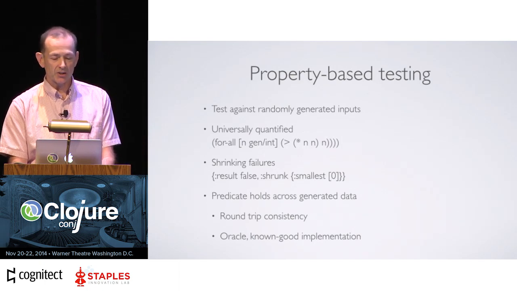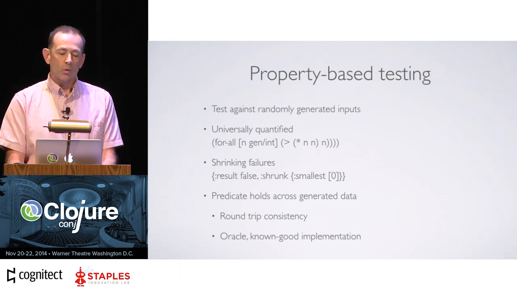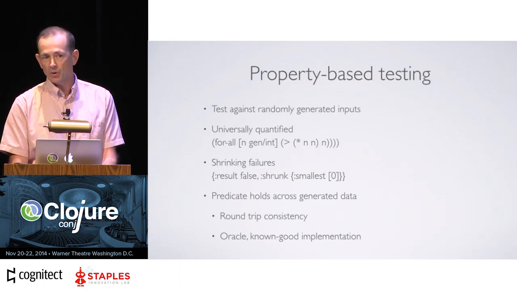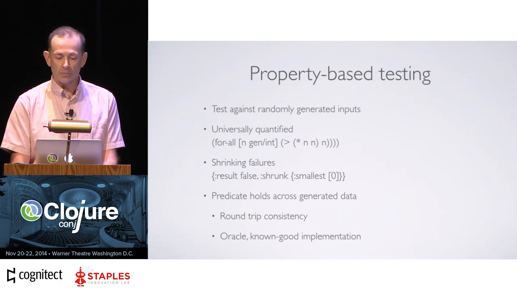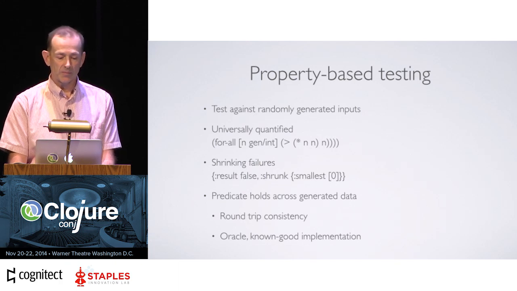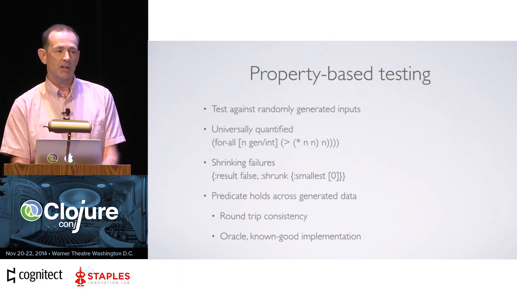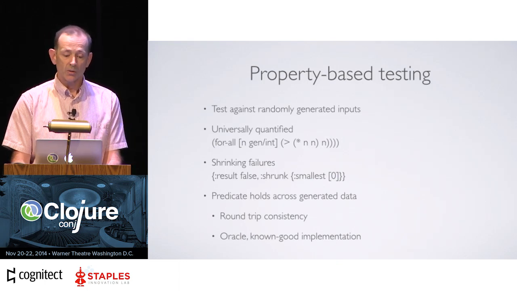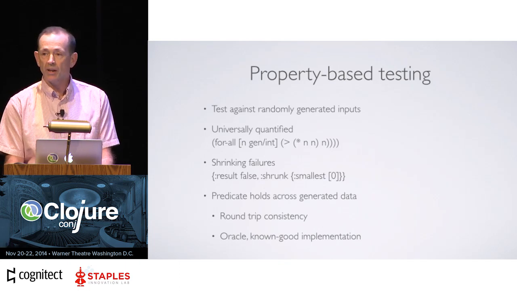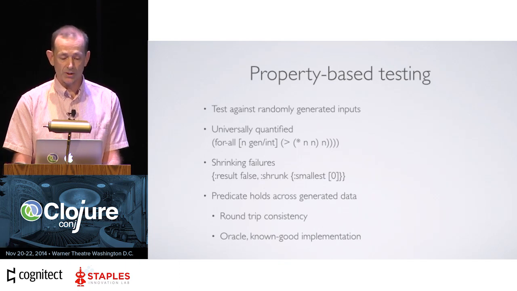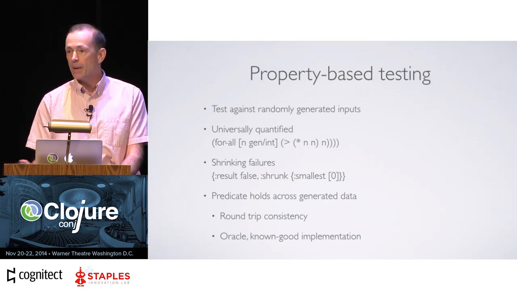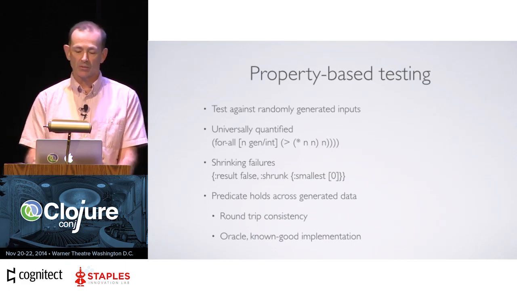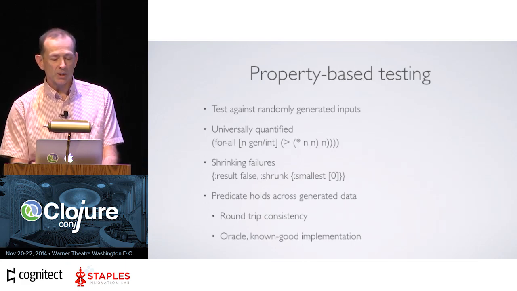So a few more details on property-based testing. We're testing against randomly generated inputs. And we're going to use a universally quantified property. And we can see a typical example here. We say for all n, which are generated from integers, we want to say that the square of n is greater than the original n. And that sounds about right, but it's not exactly right, is it? OK, so we can see that it's going to fail on 0.